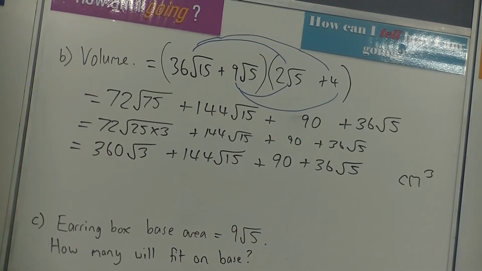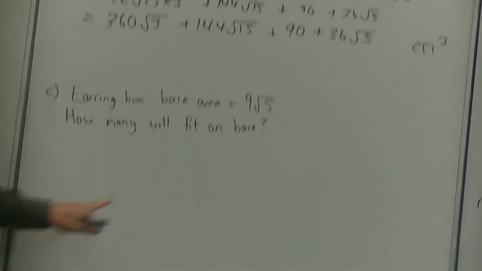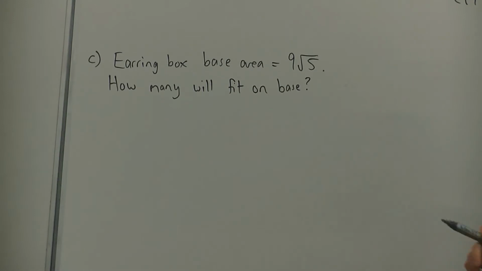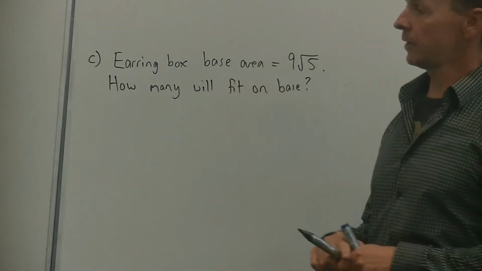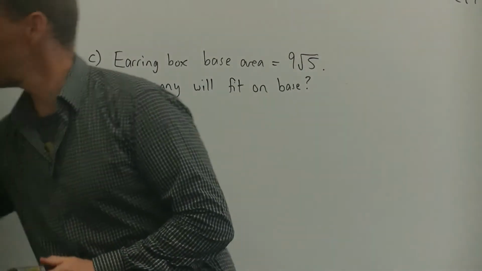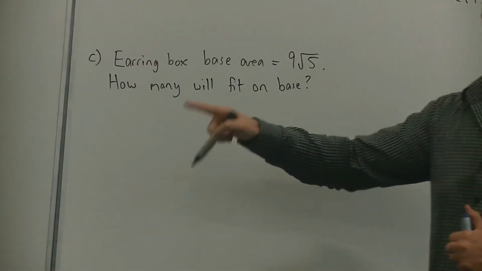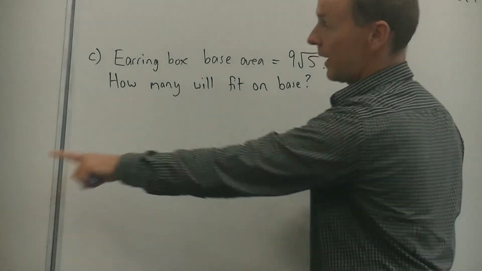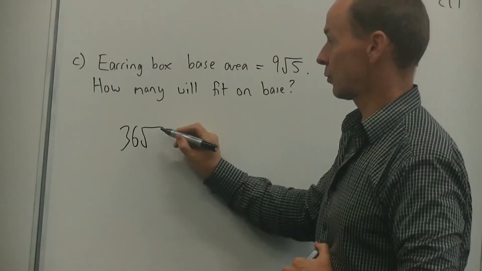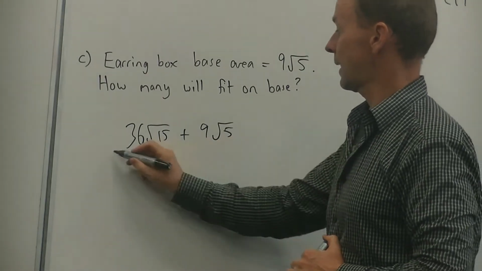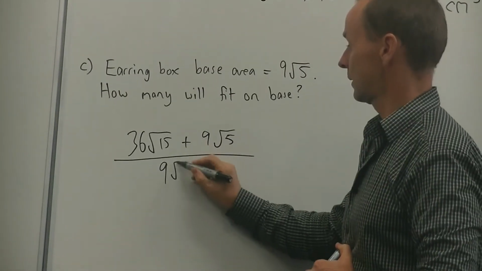That's our answer. And let's do the last one. It says an earring box has a base area of 9 root 5. How many will fit on the base? So remember, this is our base area here. If we want to find out how many of these fit on that, we're going to divide. So we get that area divided by the area of this earring box. So the number is 36 root 15 plus 9 root 5, and we're going to divide that by 9 root 5.